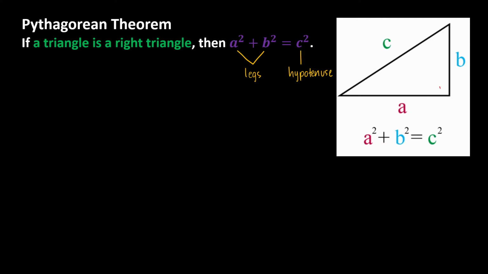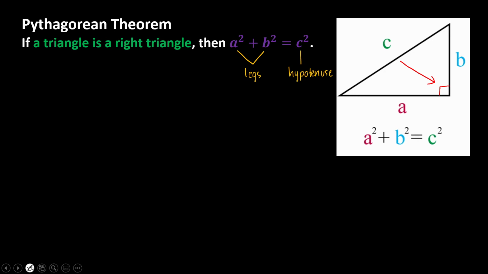So you can see in the diagram here, A and B are the legs. They are directly next to the right angle. C is the hypotenuse. It's the longest side, and it is across from the right angle. It's also the longest side of our triangle.